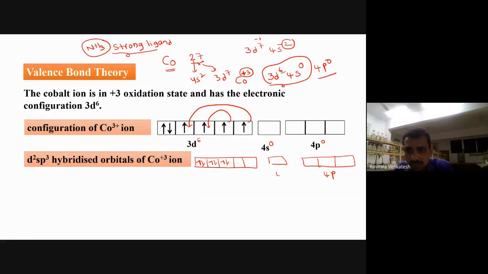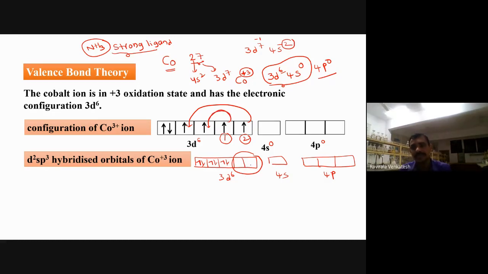This one is a 4s. This one is the 3d6 here. Now you got two empty orbitals, right? Understood? How we got two empty orbitals? Because this electron and this electron got paired up here. They paired up like this here. So that is the reason you got two empty orbitals.